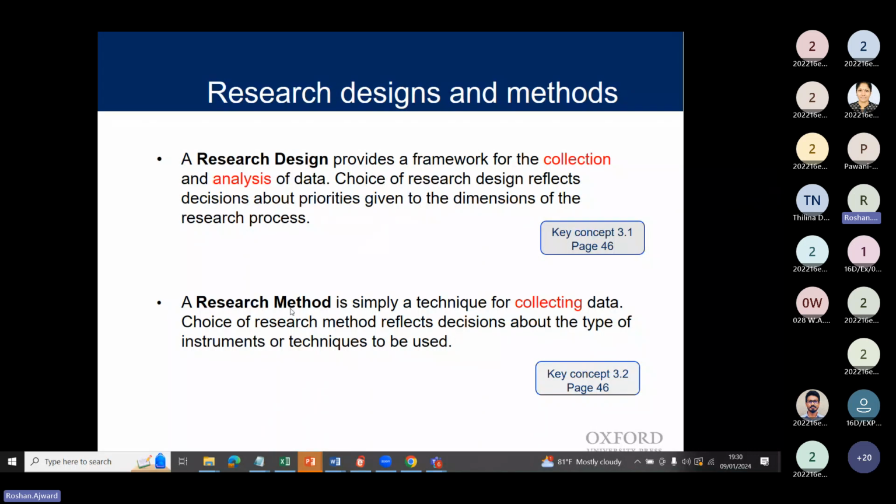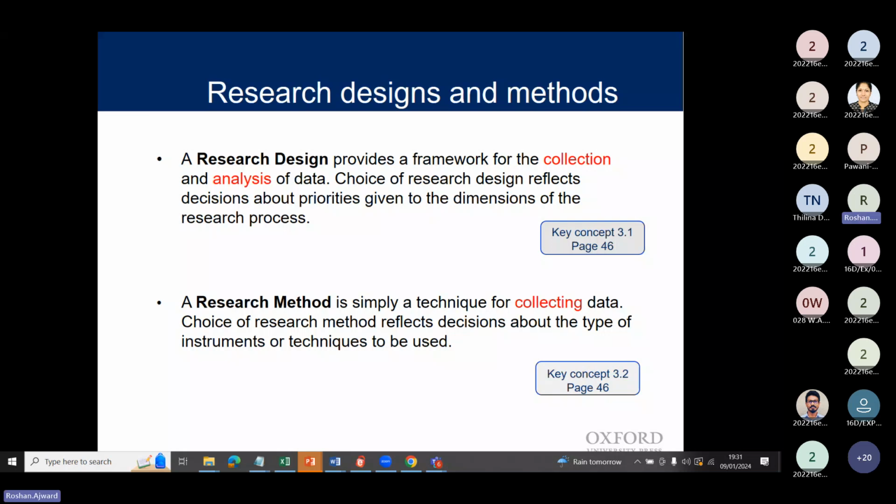Now let's see what's a research method. A research method is simply a technique for collecting data. Research method is what? It's a technique. It tells about a technique of collecting data. Choice of research methods reflects decisions about the type of instruments or techniques to be used. Instrument means whether it's a questionnaire, whether it's observation, or whether it's interview. So techniques like interviewing, observation, and questionnaires are called research methods.